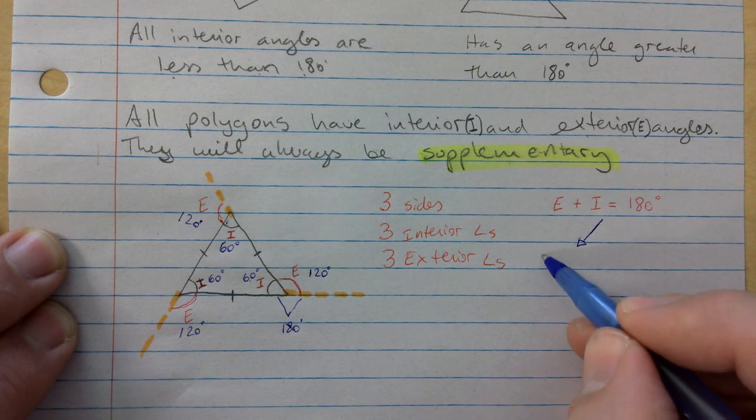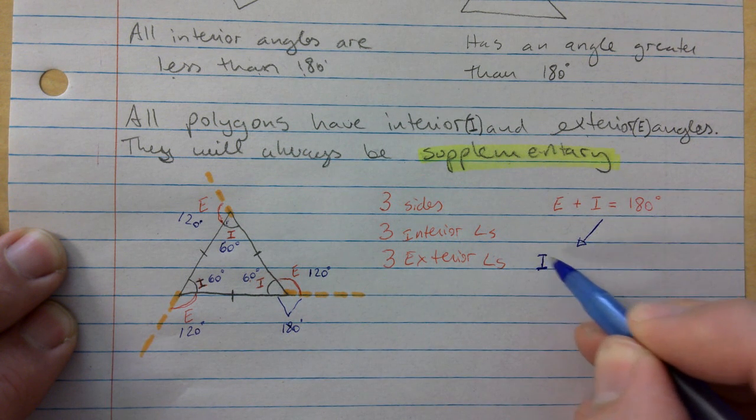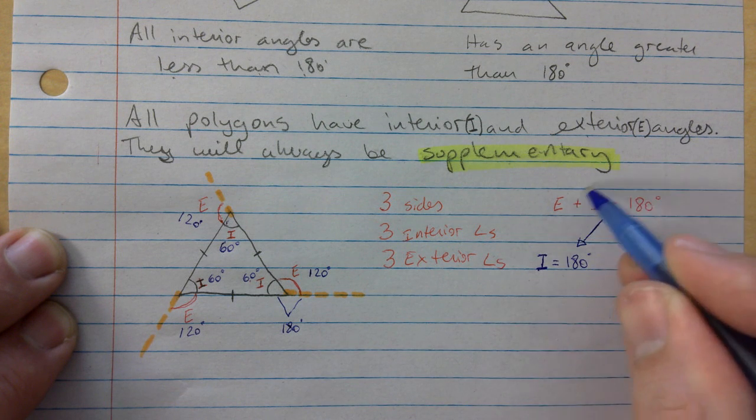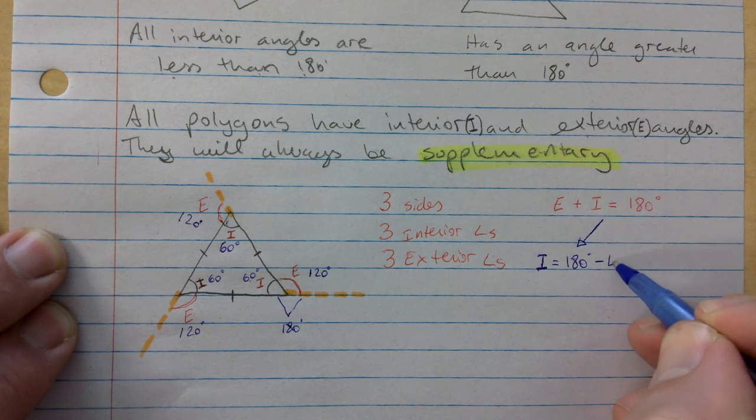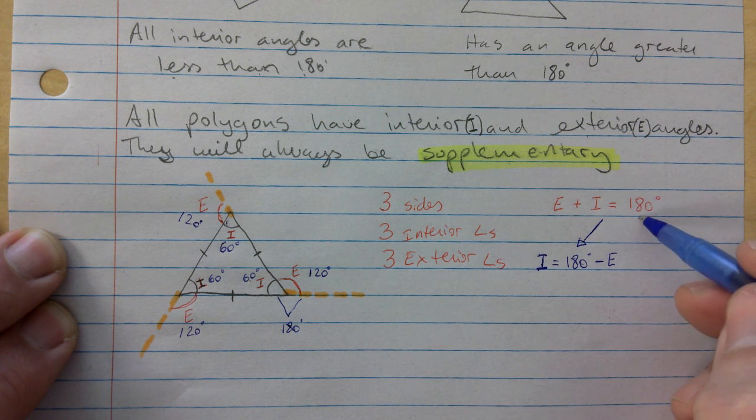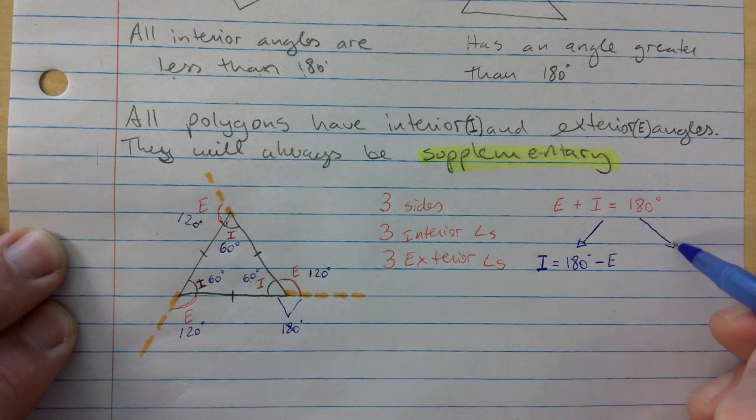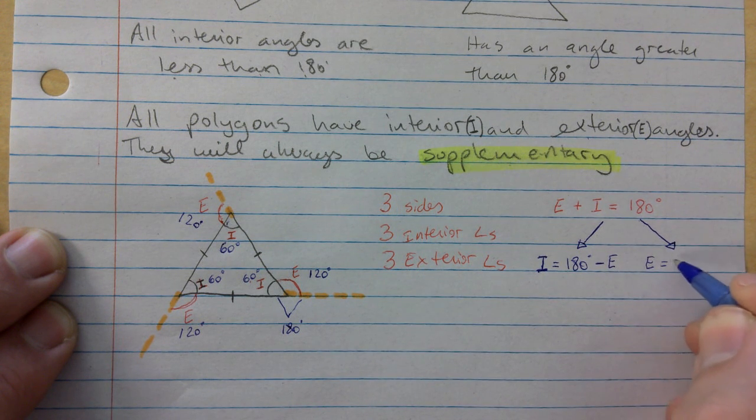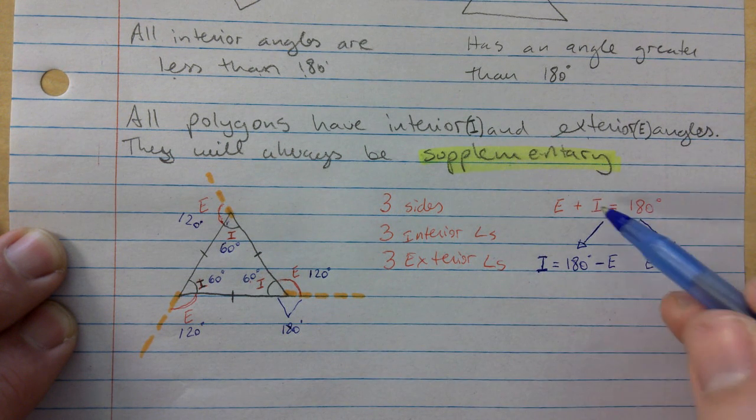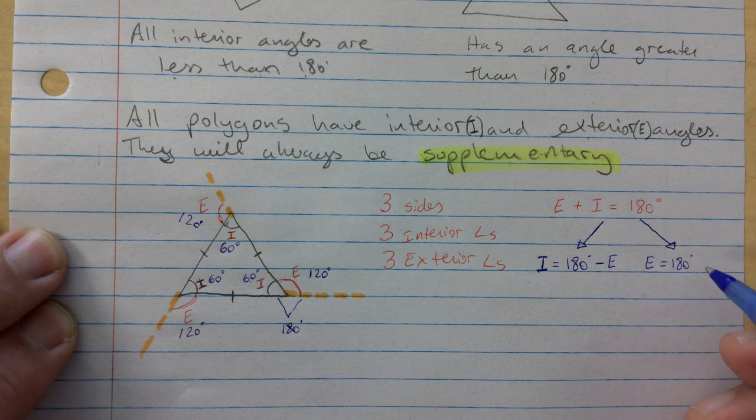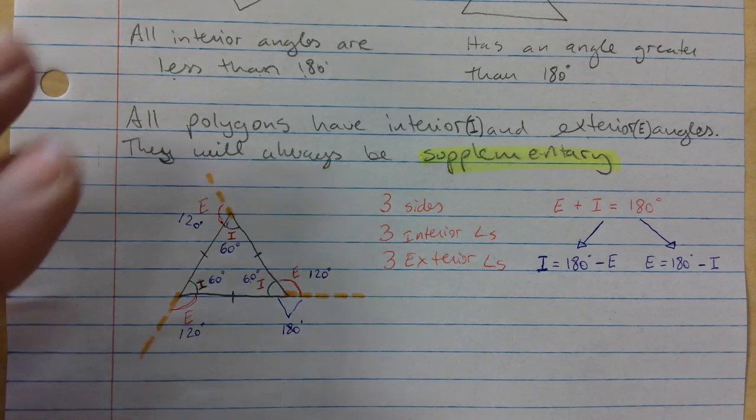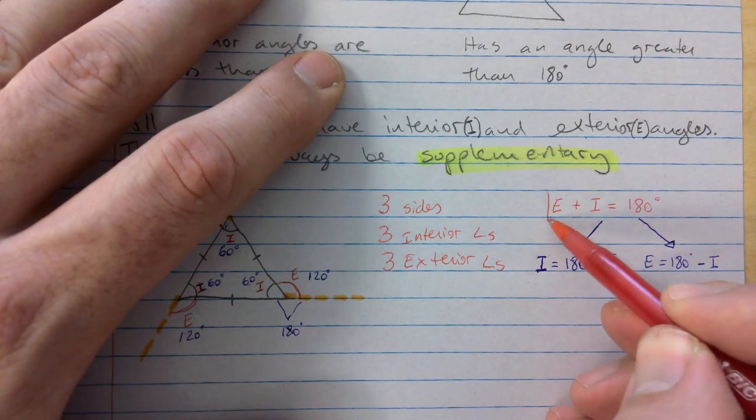If you want to know the interior angle, you're just going to go 180. The E, the exterior angle, comes over to the other side, subtracting. So that's one version of it. If you want to know the exterior angle, you go 180, and the I, the interior angle, comes over subtracting. And so there you have your three formulas. But the most important one is this one here.